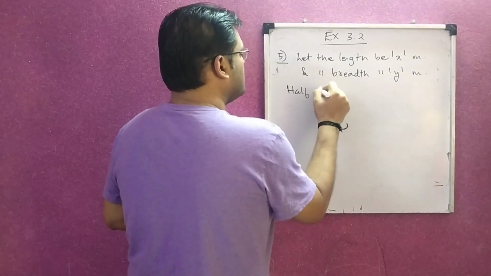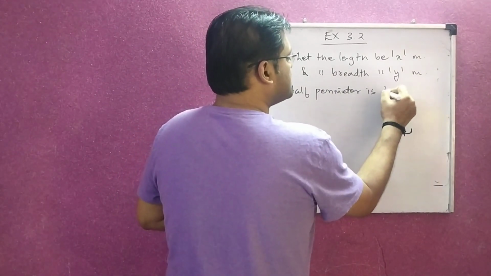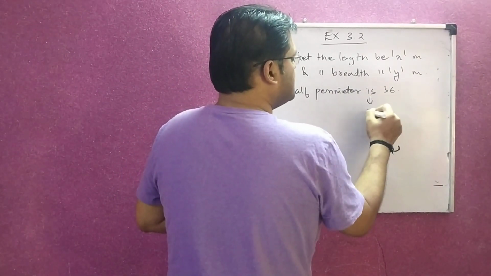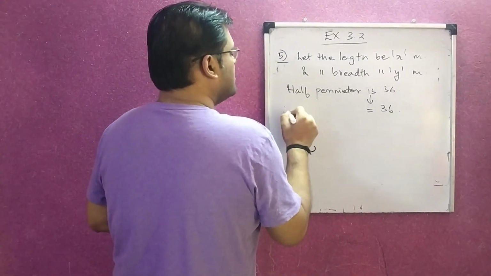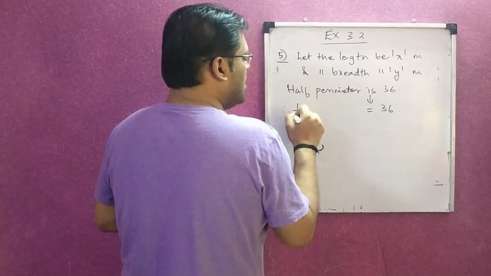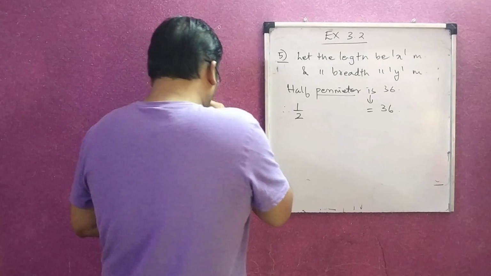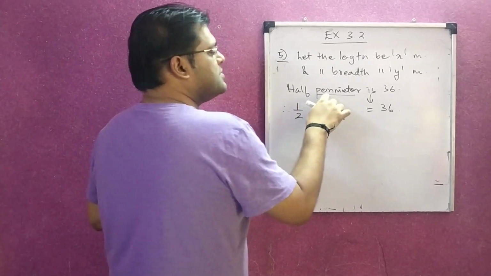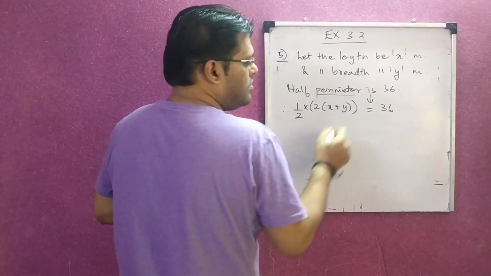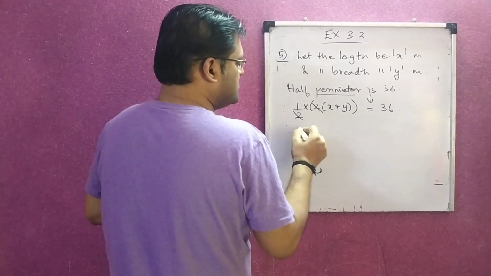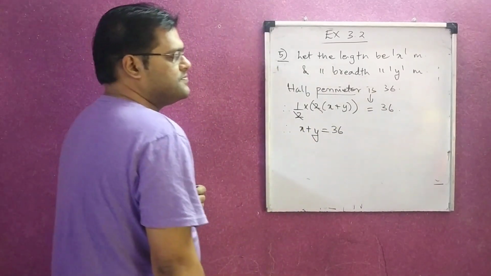First you are told half the perimeter is 36. So first will convert to equal to 36. Half the perimeter means half means 1 upon 2. Perimeter is going to be the formula twice length plus breadth. So 2 and 2 cancel. So x plus y is going to be equal to 36.